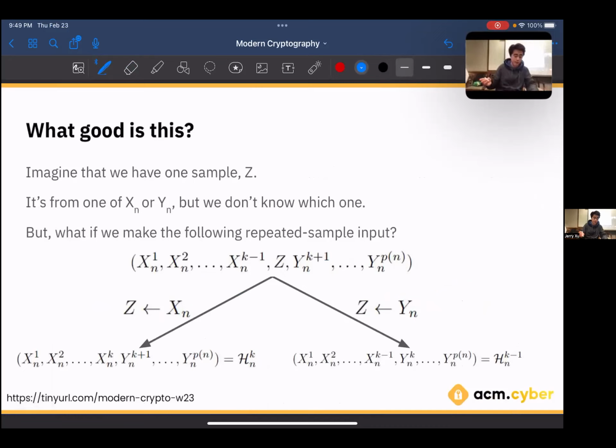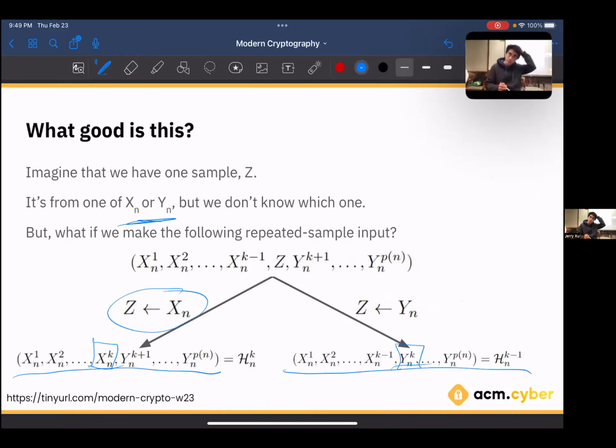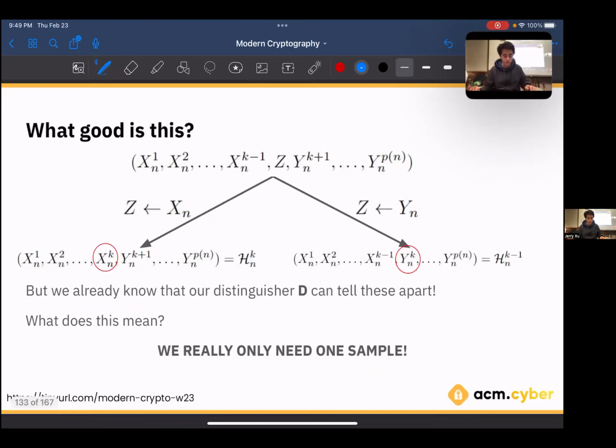So basically, we don't know which one our sample is from, but we know that no matter which one it's from, it's going to make one of the hybrids that our distinguisher could tell apart, right? So since our distinguisher can tell apart these hybrids and their only difference is in this one location where we put Z, essentially that's doing the same thing as telling us which distribution Z is from, right? So telling apart two hybrids which only differ in one spot is the same as telling apart a single sample, which you could just drop into that one spot, right? So what this is telling us is we really only need one sample.